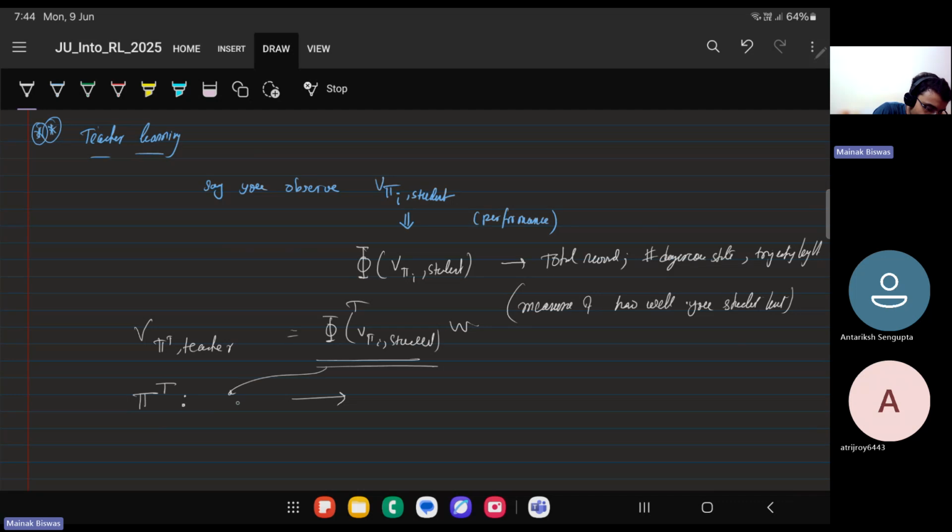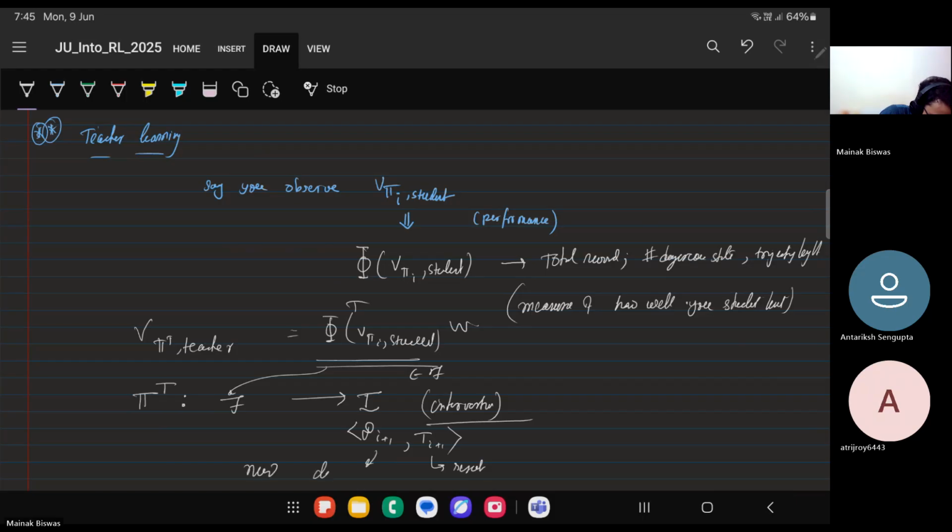Those features map to the set of interventions. So I'll say these interventions include D_i+1 and T_i+1. The teacher will output a new set of dangerous states and a new reset distribution, based on the student policy. Any questions?